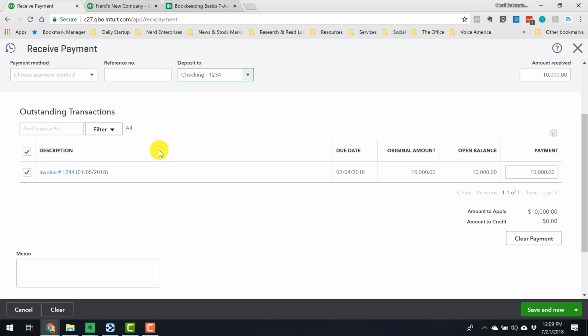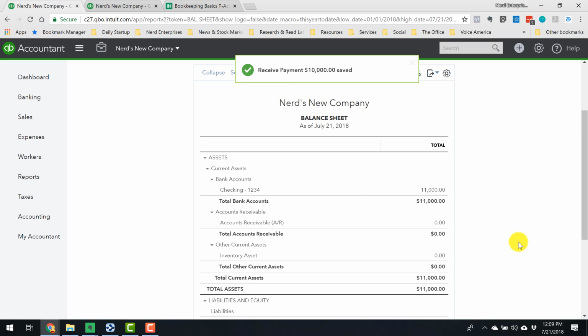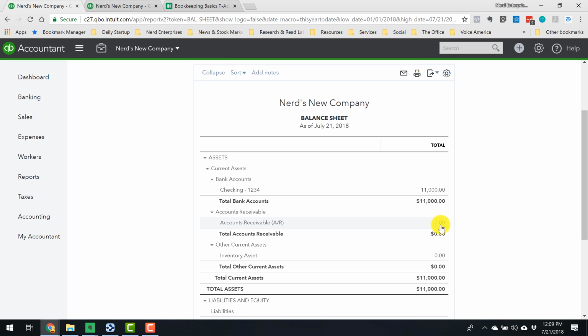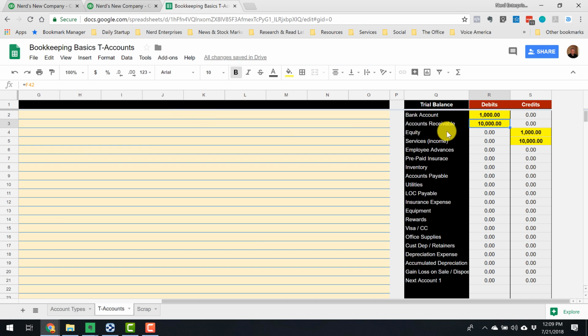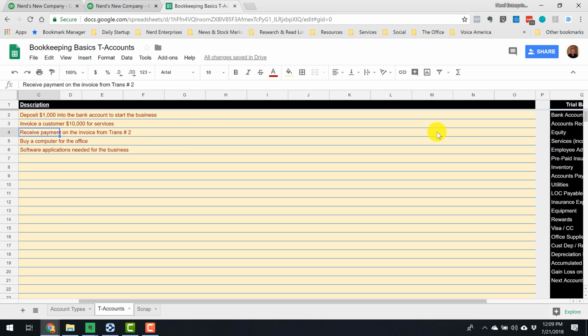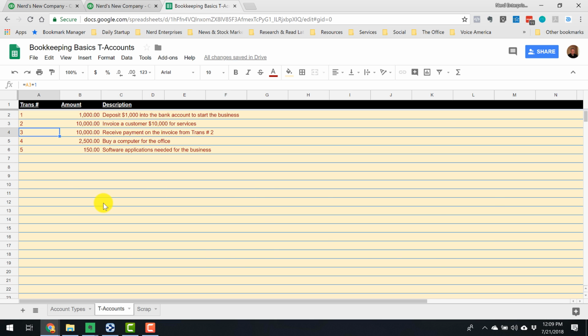This is pretty much everything we have to do. We can pick the payment method. We can say check. Let's say he just ran over here with a check real quick. Save and close. And sure enough, I now have $11,000 in my checking account and nothing in accounts receivable, right? I did not show the receive payment part here. I knew I was missing something. So let's do that here and now.